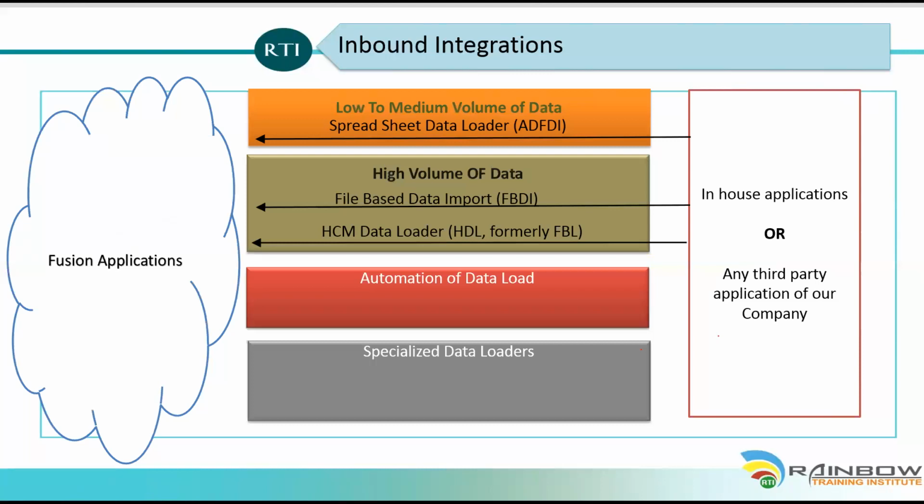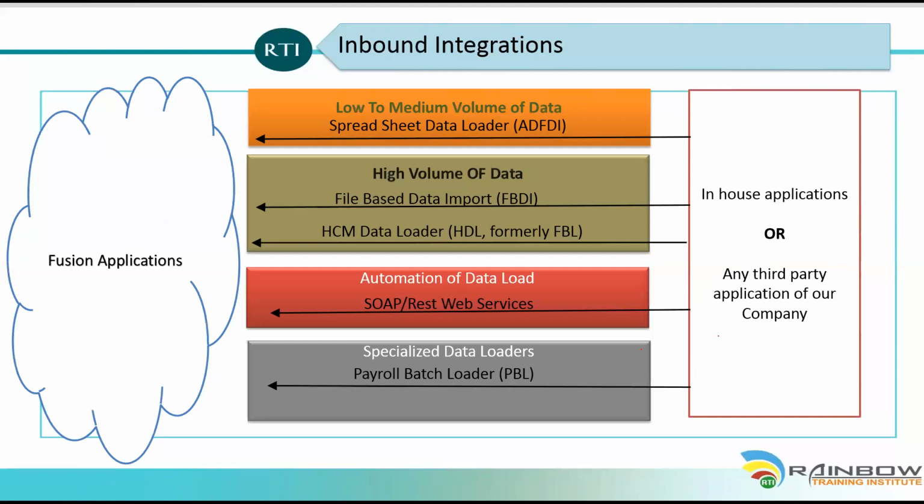Once we have these processes up and running, we can automate those data loads as well using the SOAP and REST web services, which are going to play a very key role in loading the data into the Fusion applications. Apart from this, we also have some specialized data loaders. For loading some kinds of business objects, we have to use different loaders which Oracle has given specific to those business objects. One example is the payroll batch loader, and there are some loaders where you can go to that screen, download the Excel plugin, and load the data on the screen itself.